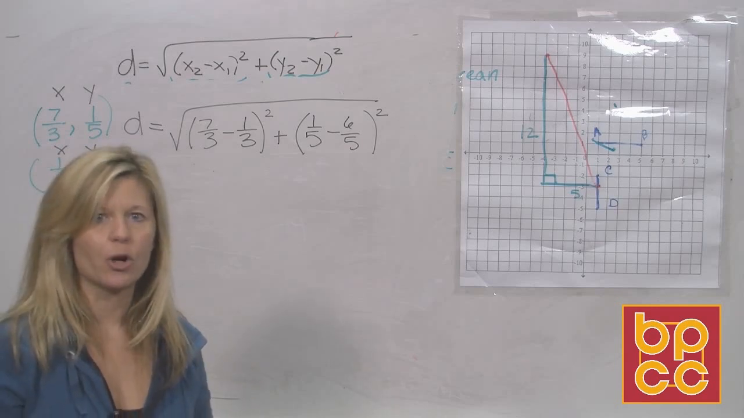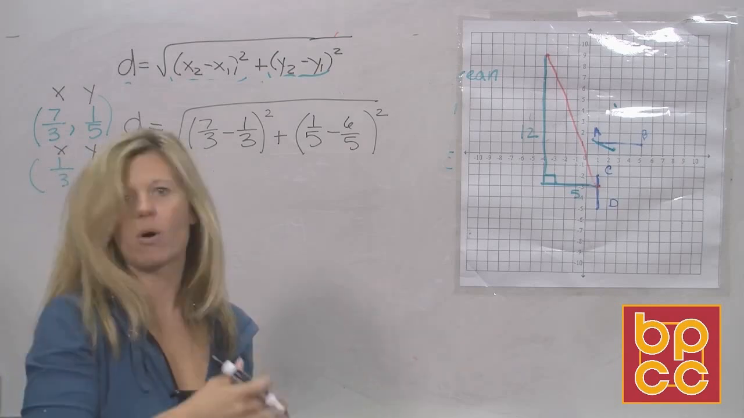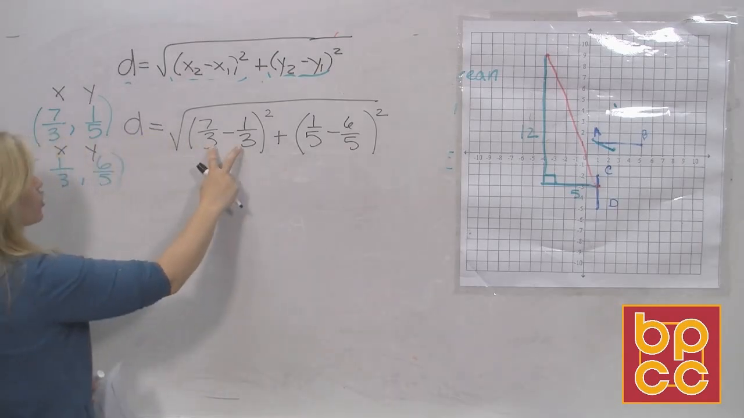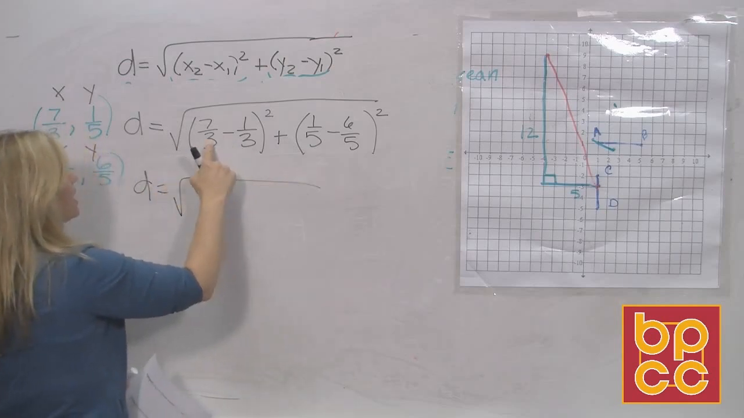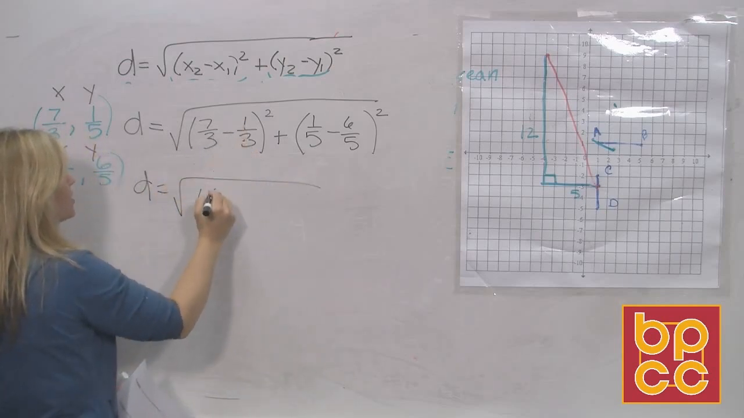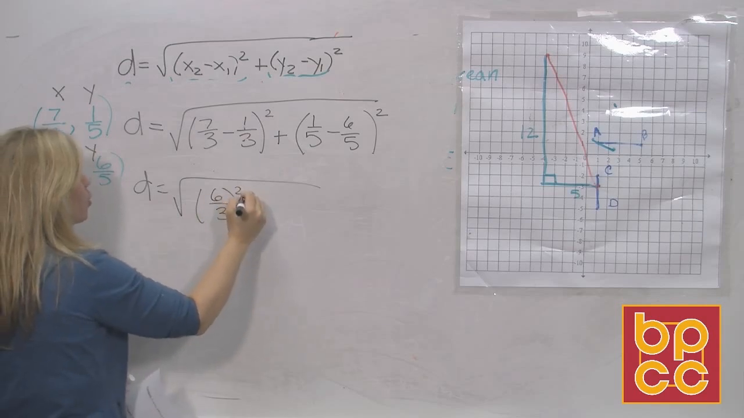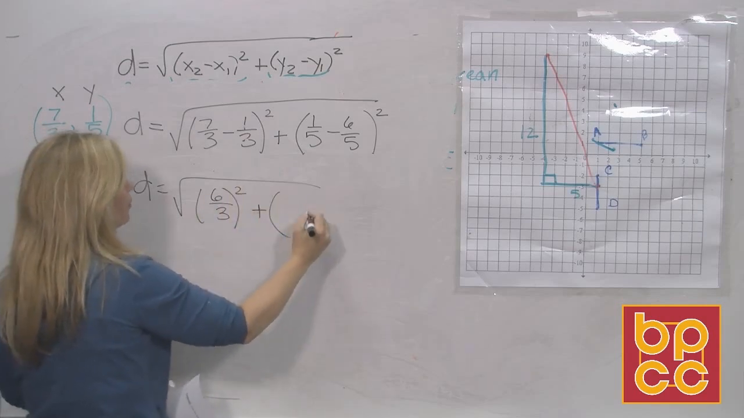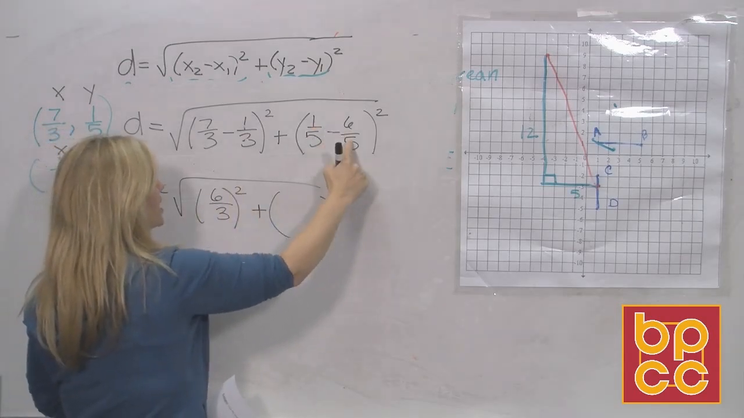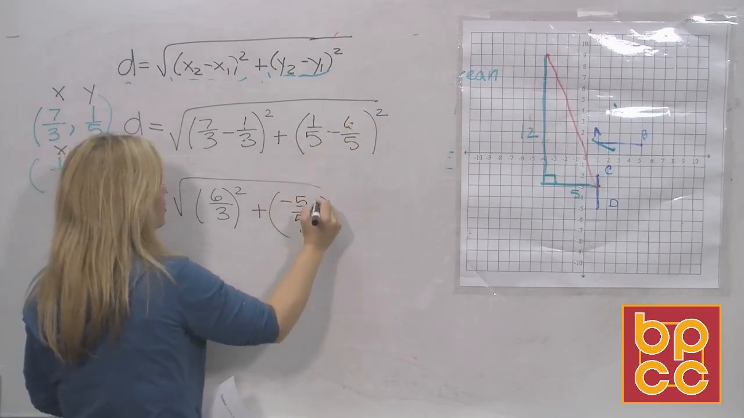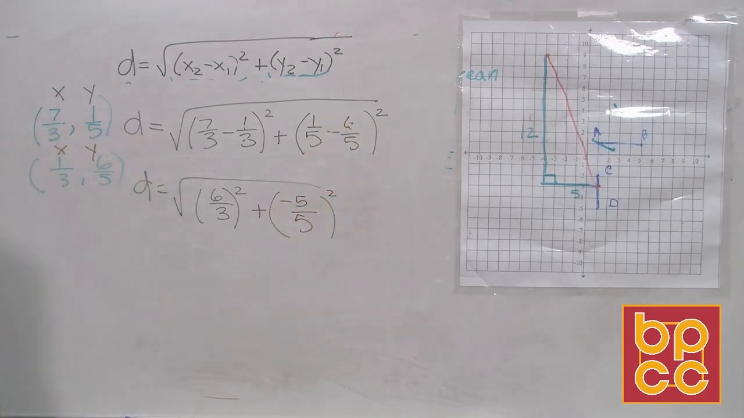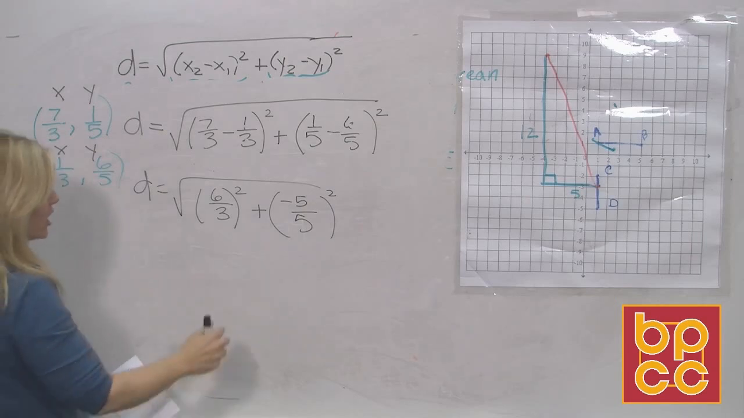Don't boo-hoo to me that you need a calculator to subtract fractions. Subtracting fractions is a 3rd grade math concept. We've already been through this. To subtract fractions, you need a common denominator. We got it. So we're going to subtract. 7/3 minus 1/3 is 6/3 squared plus 1/5 minus 6/5. 1 minus 6 is -5/5 squared. Now, if we're following, please excuse my dear Aunt Sally, order of operations, we're not done.